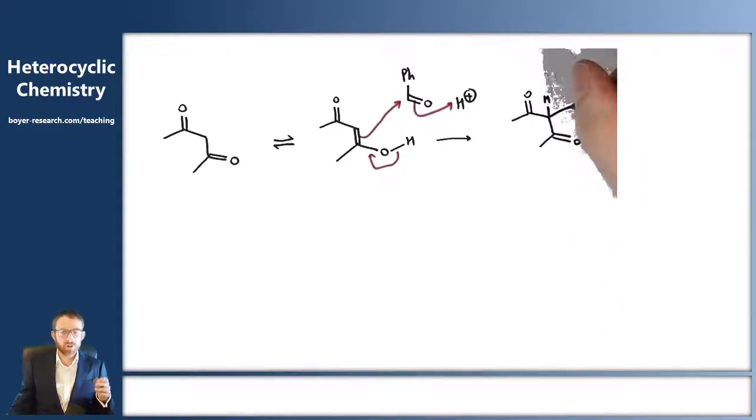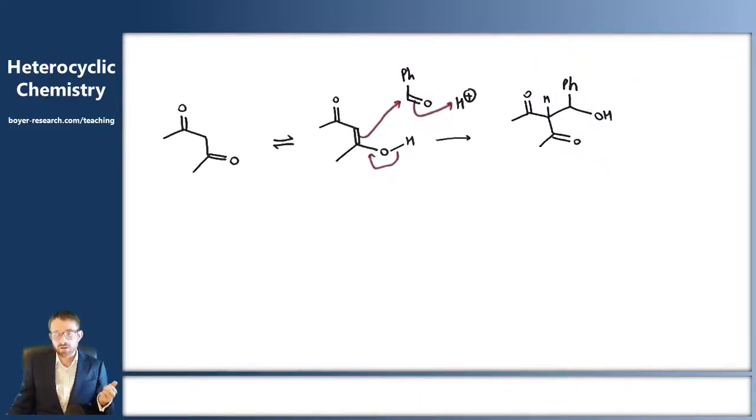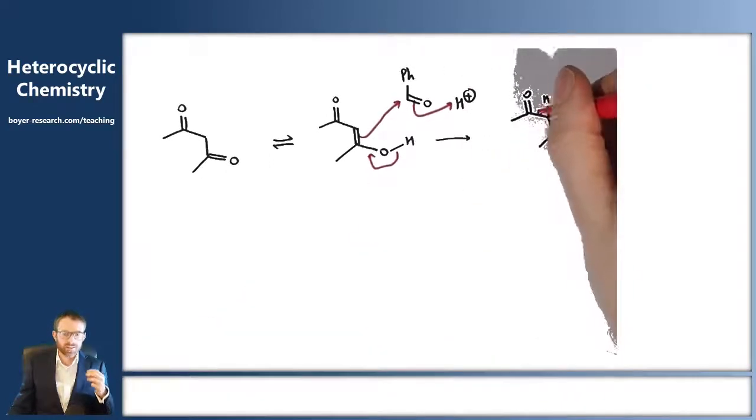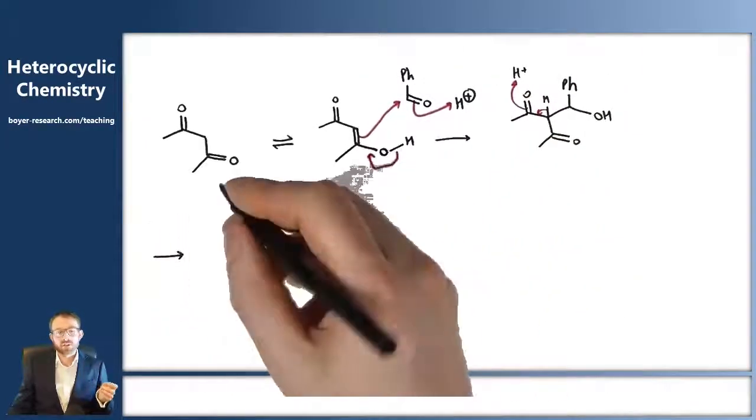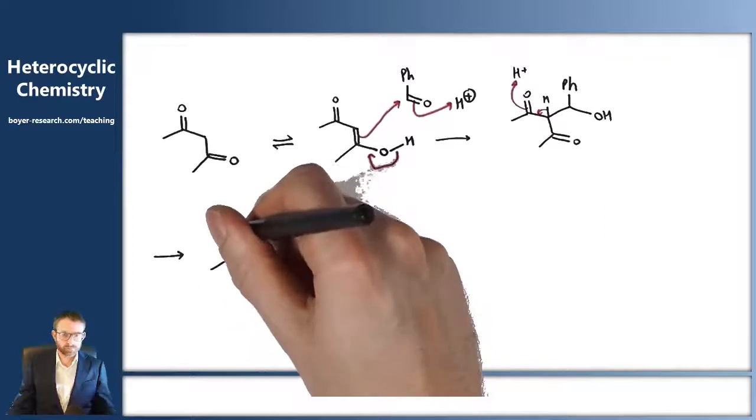This is the aldol product. We turn an aldehyde into an alcohol. That's where the name aldol comes from. But because this molecule has still got acidic hydrogen, we can access that enol tautomer once again.